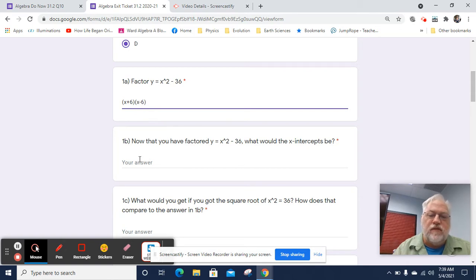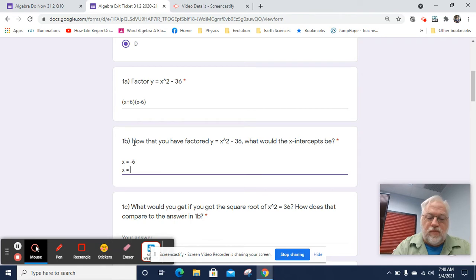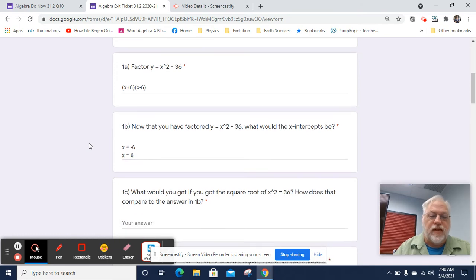Okay, now that we have factored it, what are the x-intercepts? Well, the x-intercepts are going to be whatever makes either one of these factors 0. So x could be negative 6, and negative 6 plus 6 is 0, so the whole thing will be 0. And x could equal positive 6, because 6 minus 6 would make 0, so 0 times something will be 0.